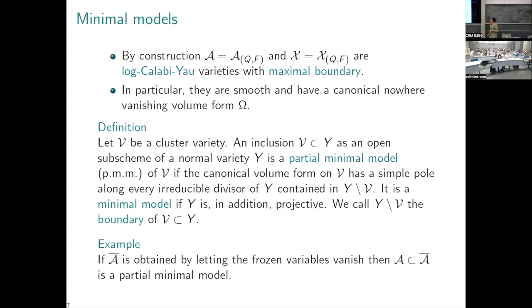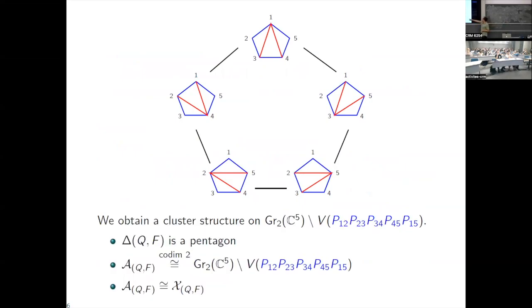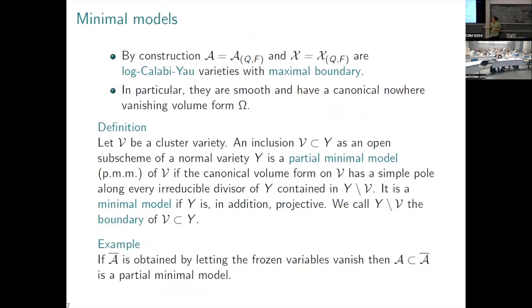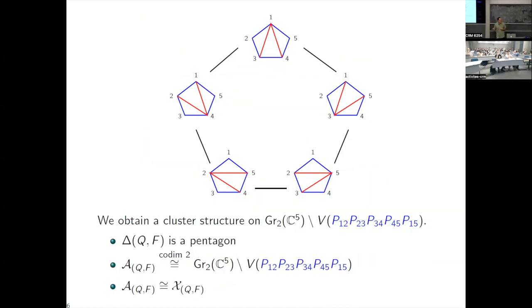Okay, and the main source of examples are obtained by letting the frozen variables vanish. So in this case, the frozen variables will correspond to these coordinates that contain all torus, and if I let them vanish, I obtain some compactification of this, and of course the divisors in this compactification have a simple pole, just because of how my volume form is given. Okay, any questions so far? So in that example, you let those variables vanish, you'll get the whole Grassmannian back. Yes.